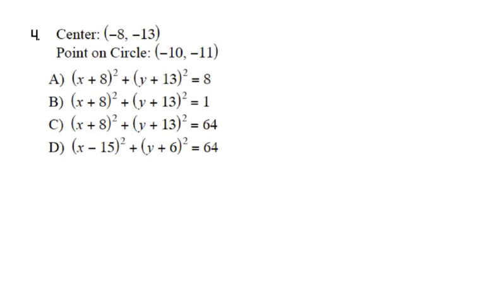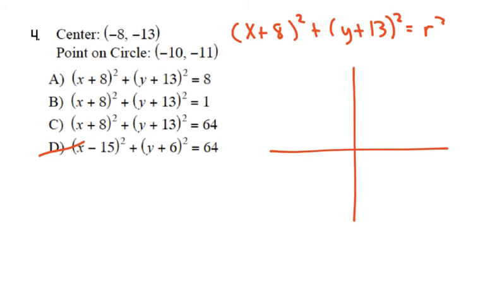Okay, and then for number 4, the same idea. So if my center is -8, -13, I'm going to have x plus 8 quantity squared plus y plus 13 quantity squared equals my radius squared. So again, I can look at my choices. This time I can only eliminate D as a choice. But looking at the sketch, if I have a circle with a center at -8, -13, and -10, which is just 2 away there, and -11, that's a pretty small radius. I'm pretty confident in saying it's not going to be 8, because this would give me a radius of 8. So I'm going to eliminate that as a choice.